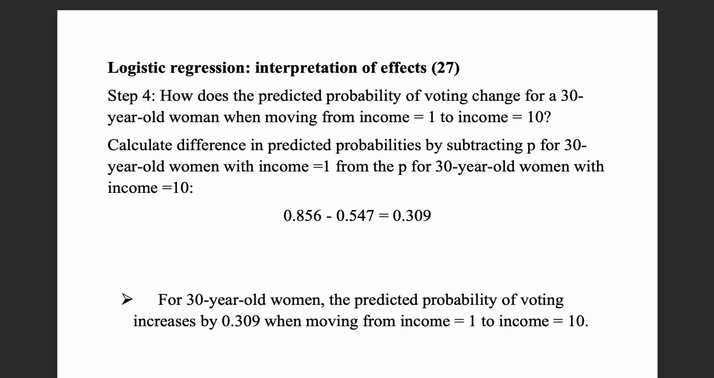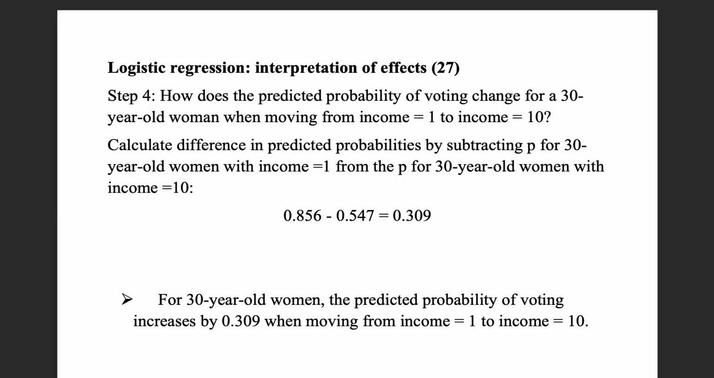So when they go from the first household income decile to the 10th decile of household income, that's a pretty substantial increase in predicted probability. Okay, so that's how to do that. As you see, it is quite labor intensive to calculate these predicted probabilities and changes in predicted probabilities. But it is necessary if you want to say something about the effects in terms of predicted probabilities.